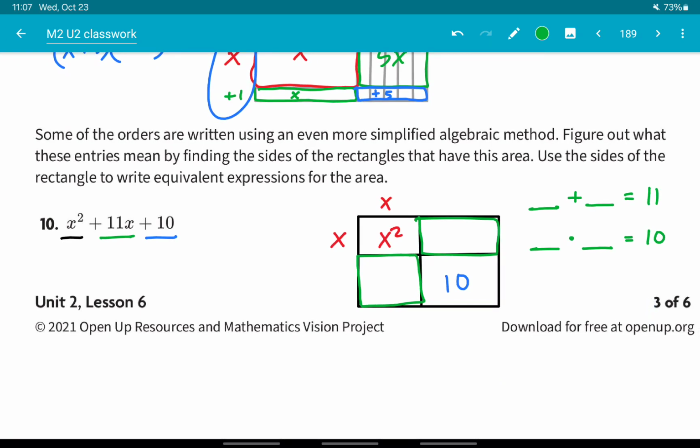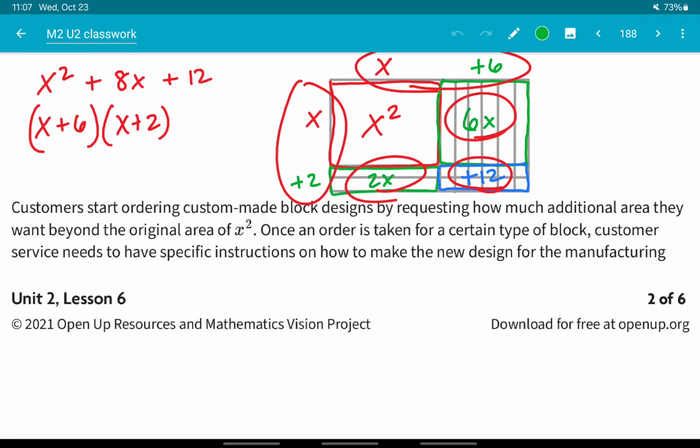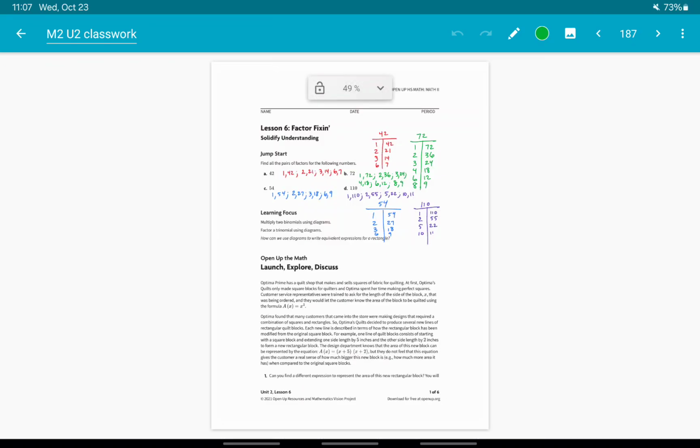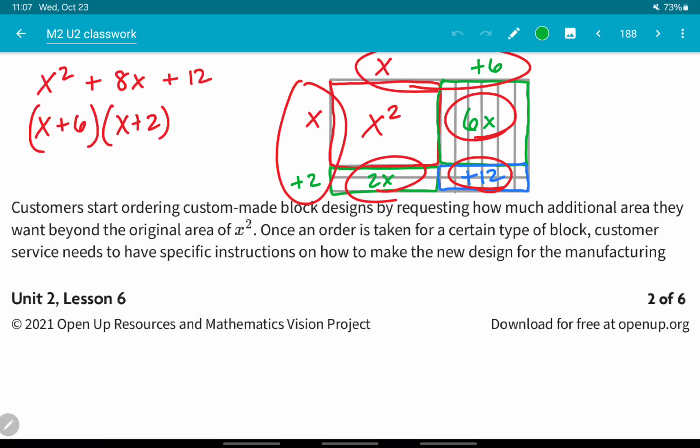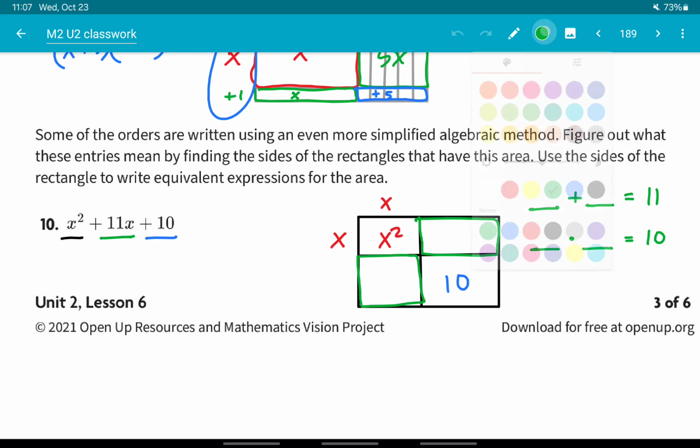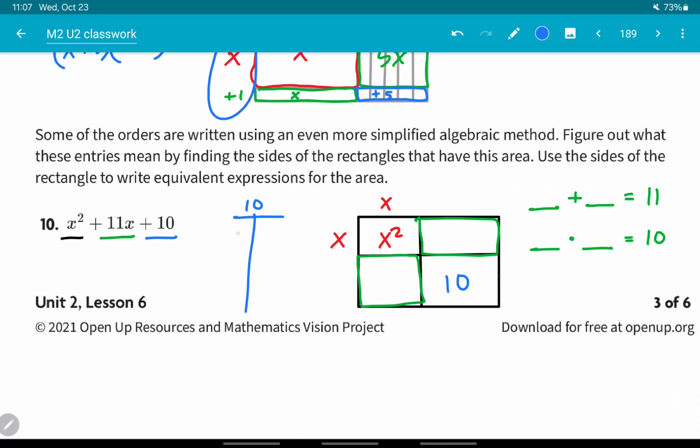So we can go back to what we did in the jump start with our factor tree. Or not our factor tree, our t-charts. So we can think about factors of each number and then try to figure out which ones will work. So I'm going to think of the number 10 and think of numbers that multiply to get 10. Well, I have 1 and 10. Oh, that adds up to 11.